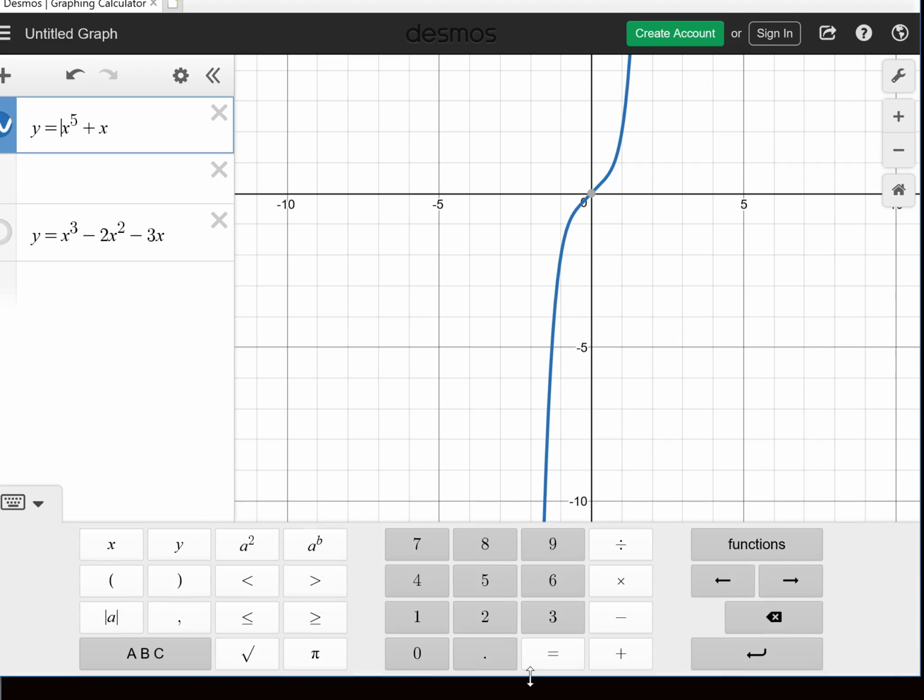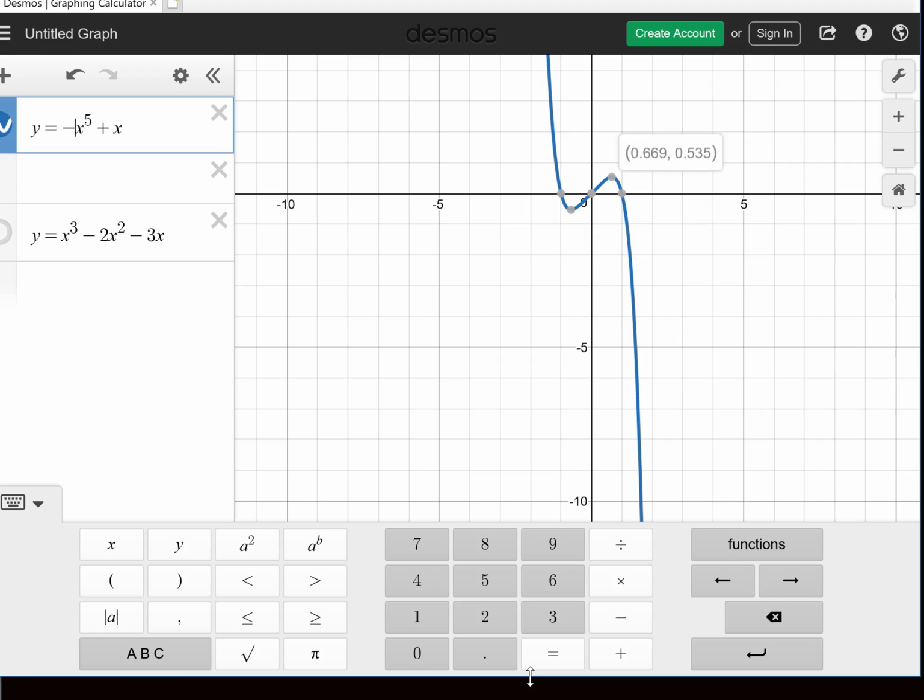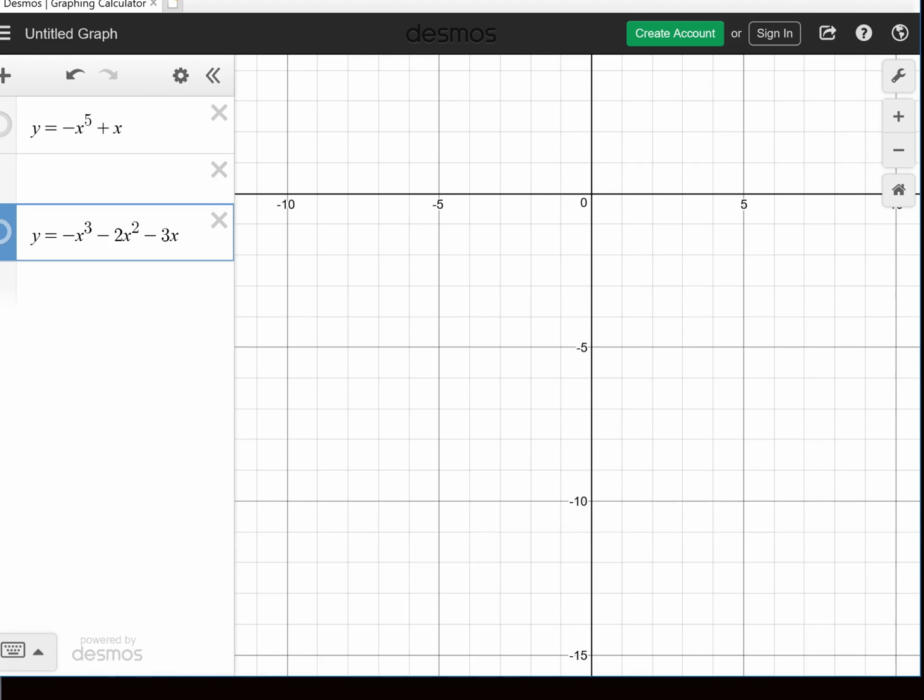And how could I get it to switch? What if I put a negative? Look at what that does. The negative just makes it go, instead of increasing, it goes decreasing. Same thing here. What would a negative do in front of that term?